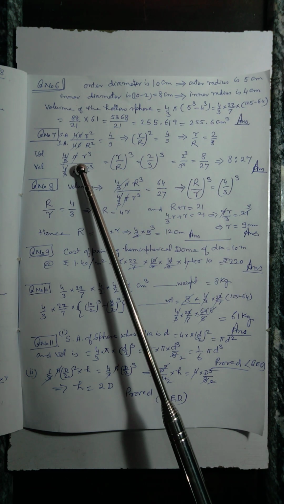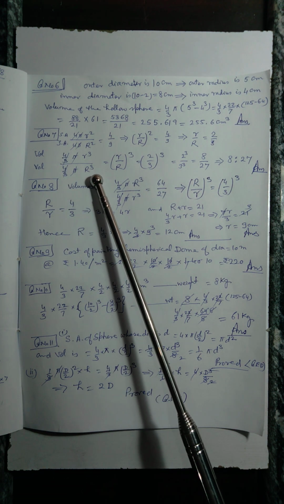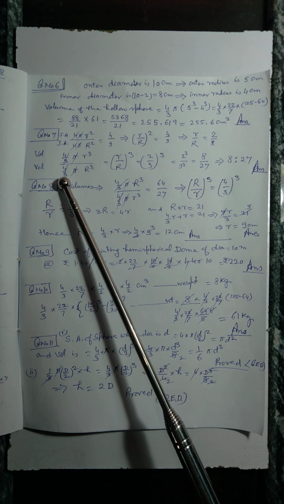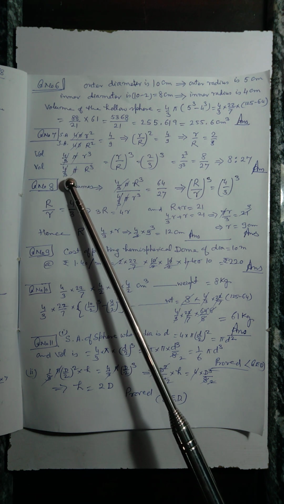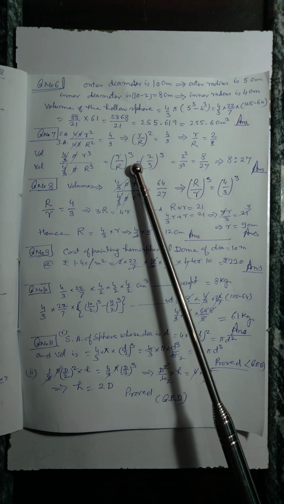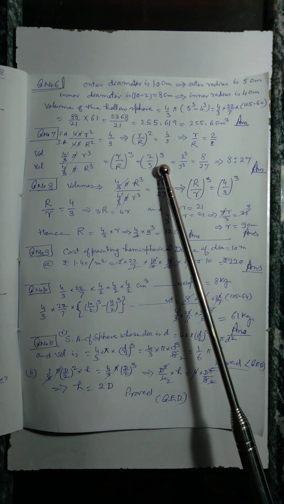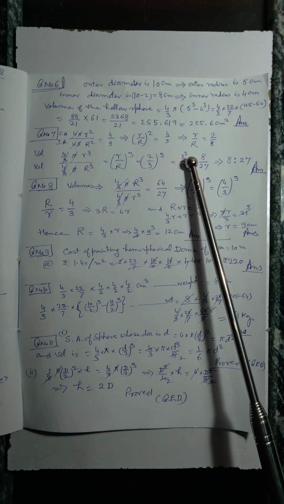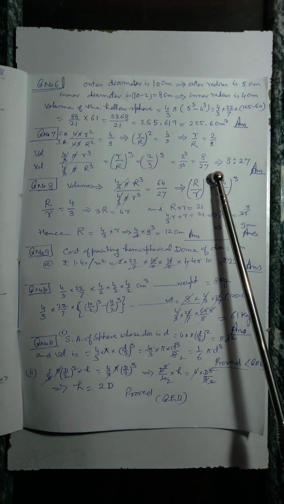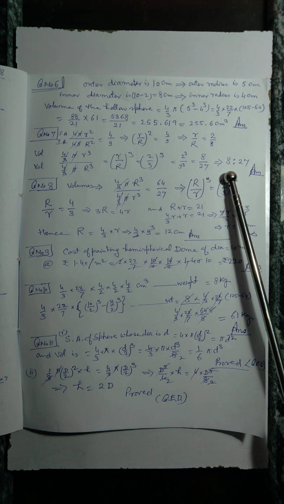Now 4/3 into pi into r cube whole divided by 4/3 pi into capital R cube. So this 4/3 and pi, all numerator part and denominator part will be cancelled. We are left with small r by capital R whole raised to power 3 is equal to 2/3 raised to power 3. So take the 2 ka power 3, 3 ka power 3. It will be equal to 8/27. So the ratio will be 8:27 and this will be the answer of question number 7.